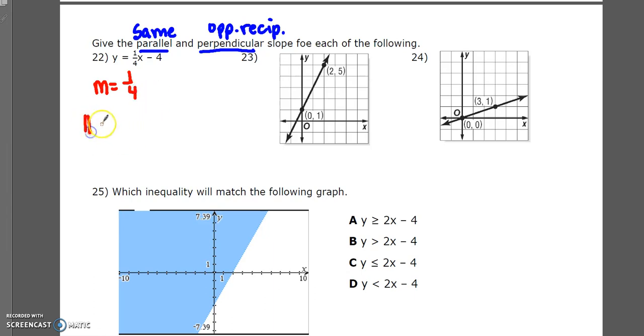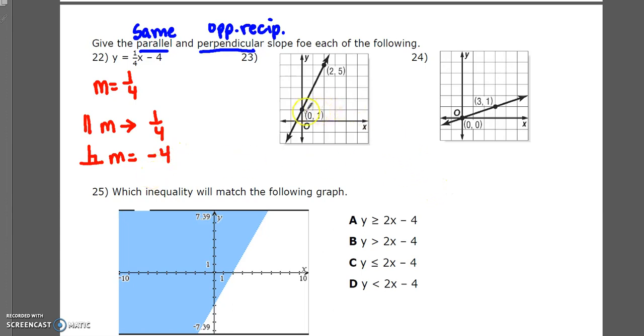So the parallel slope would need to be the same, which is 1/4. The perpendicular slope would need to be the opposite, which means it's negative, and then the reciprocal part of that means I'm going to flip it over, so it'll be a -4.